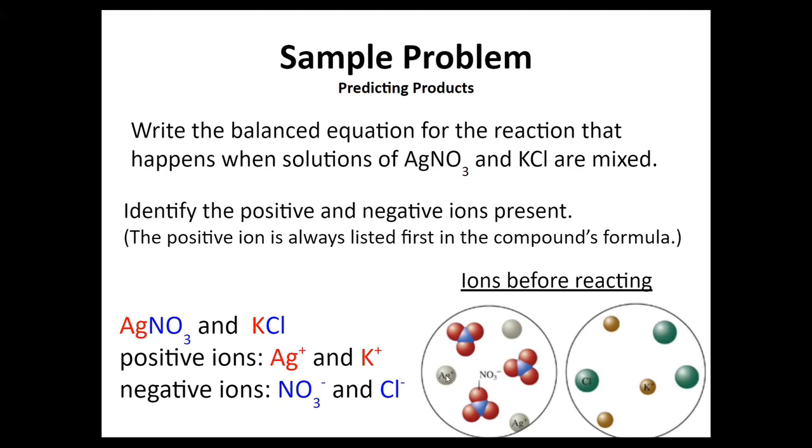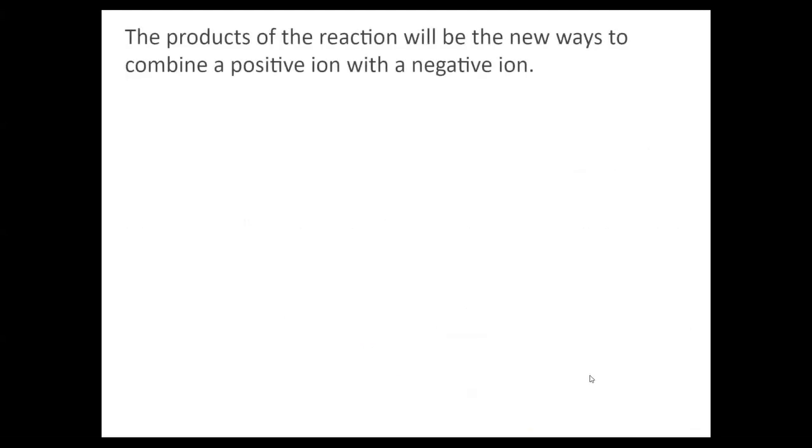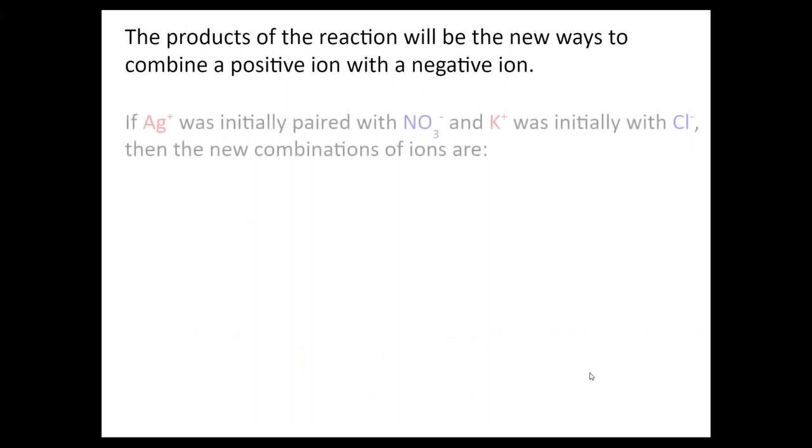But here are the ions as pictured before reacting. You see the silver spheres are the silver ions. The cluster of 1 blue with 3 reds, that's nitrate. They're all floating around in solution. In the other reaction vessel before mixing, you have potassium represented with the tannish spheres and chloride ions represented with the green spheres.